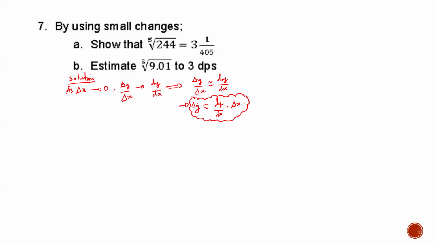Now, it's an estimation because 244 is not a perfect fifth power. It doesn't have a perfect fifth root. So we have to look for a number that is in the neighborhood of 244 that has a fifth root.